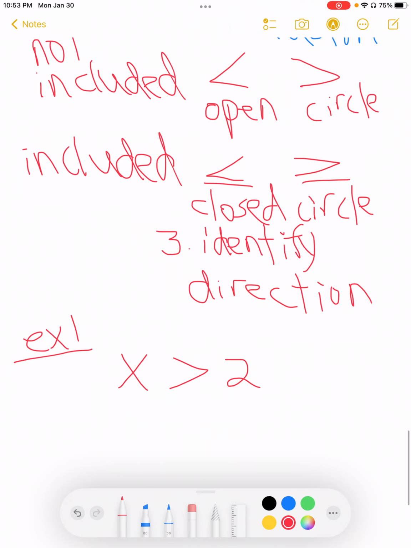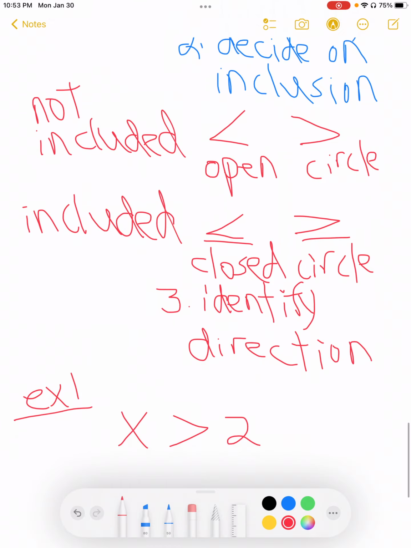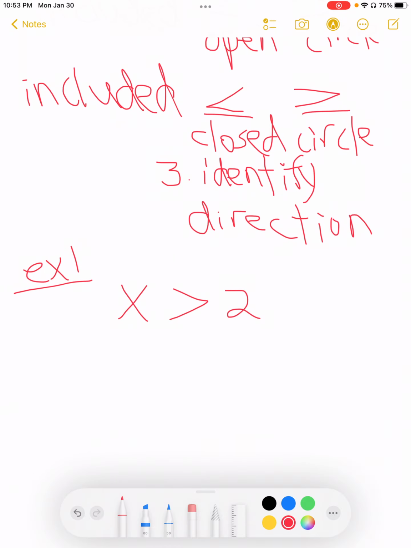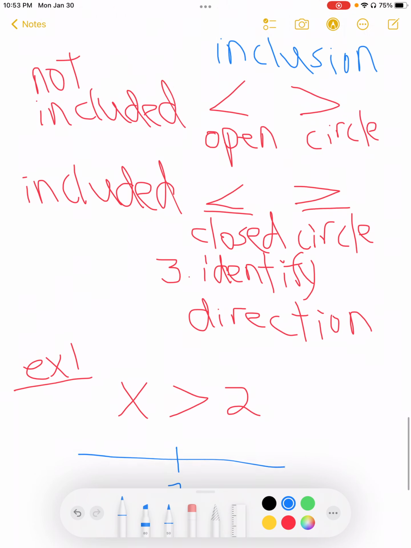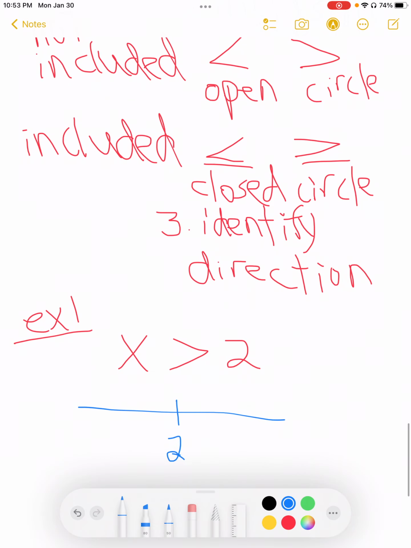So first, identify the boundary. The boundary's kind of sitting there in front of me. It's the number 2. When I make these number lines, I want you guys to make them very simple. Just go ahead and put a 2 right here in the middle and label it 2. Then to identify inclusion, if I say x is greater than 2, then it's not possible that x is 2. So x is just some number that I'm talking about, some values of numbers.